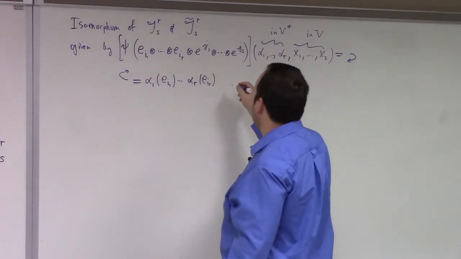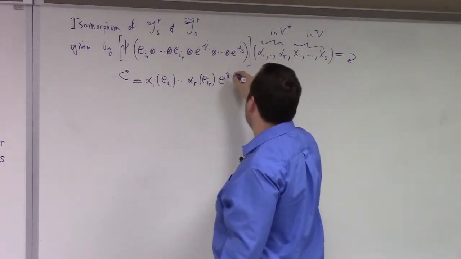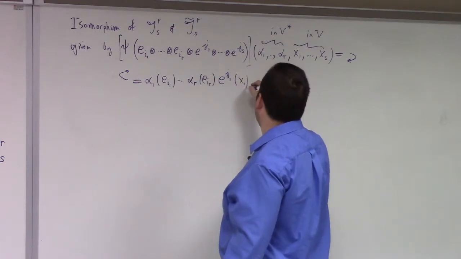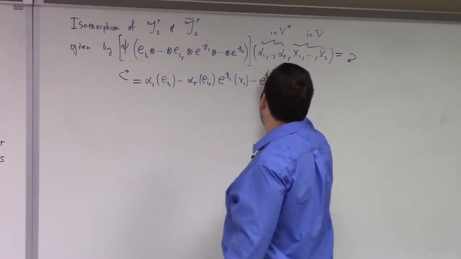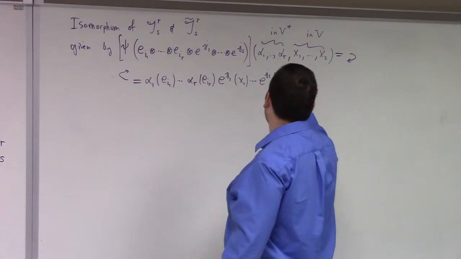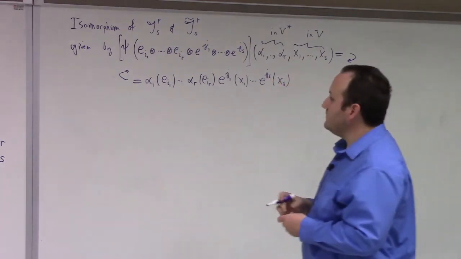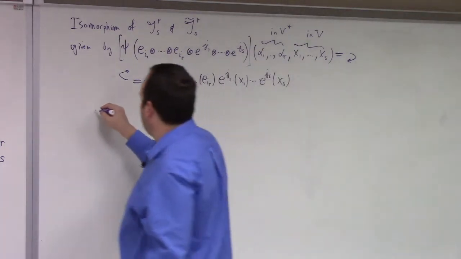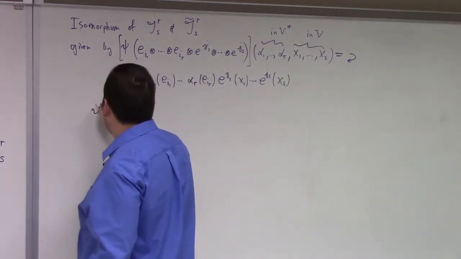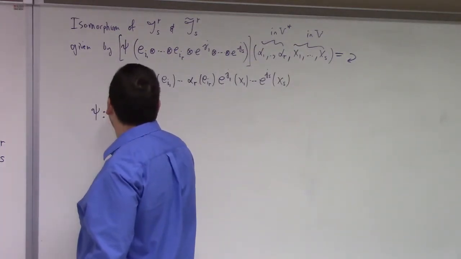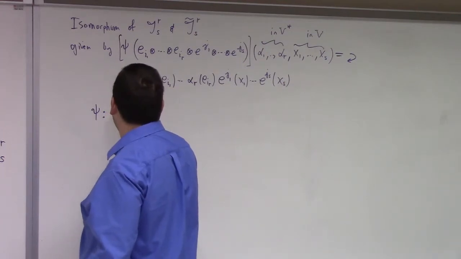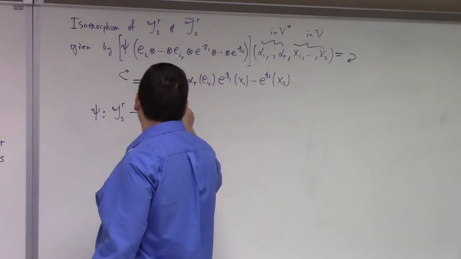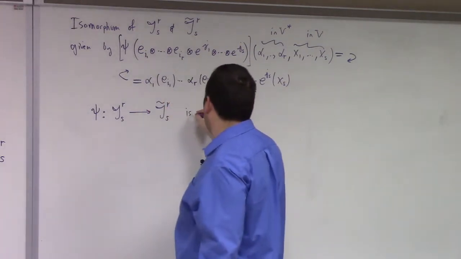And then for the rest of it, I've got e^{j₁} acting on x₁, e^{j_s} acting on x_s. So that makes this mapping, and then you extend linearly. That makes ψ a mapping from the formal tensors to the multilinear maps. You can verify, in fact, that this is an isomorphism.